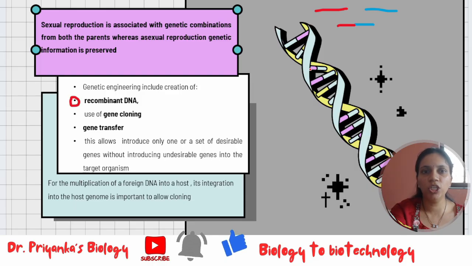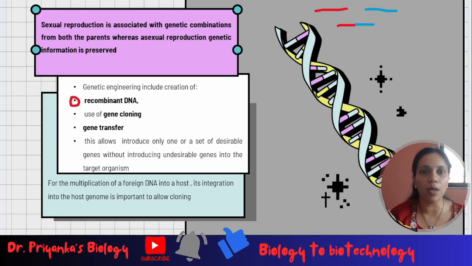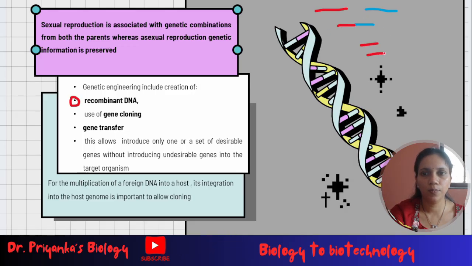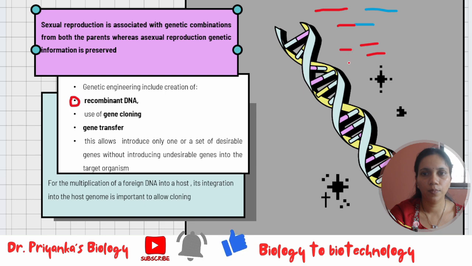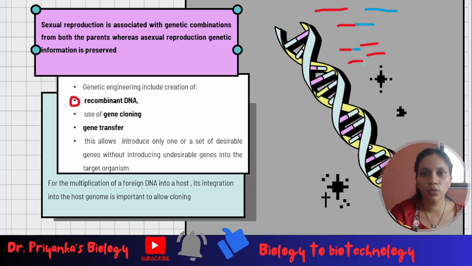Next part is gene cloning. Cloning means identical copies, but in multiple numbers, right? So when we are going to increase the number of this, we have this one copy of red and blue. So now what I have done is I have increased the number of these red and blue.